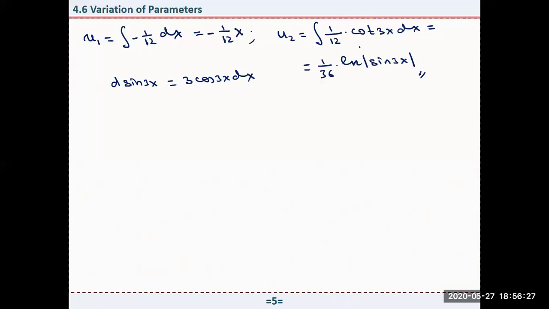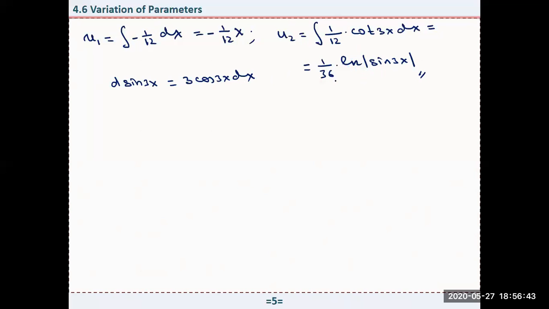So here we have cosine over sine, here we have cosine of 3x, we already have sine. So here we have integral du over u, which is equal to natural logarithm of u. So our u is here sine of 3x, okay?